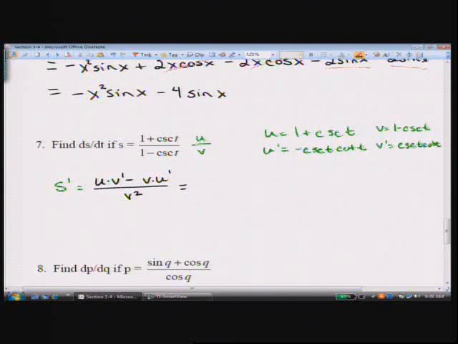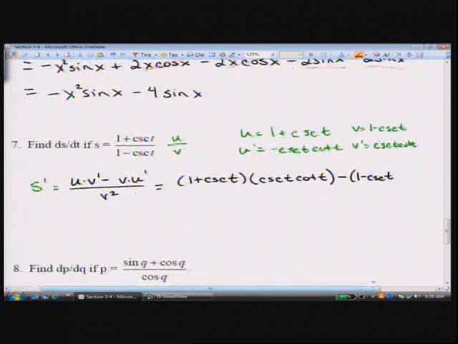Okay? All right. So u is 1 plus cosecant t. V prime is cosecant t cotangent t minus v, which is 1 minus cosecant t, times u prime, which is negative cosecant t. What, did I mess up?